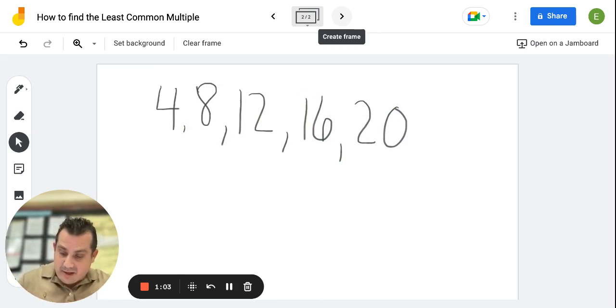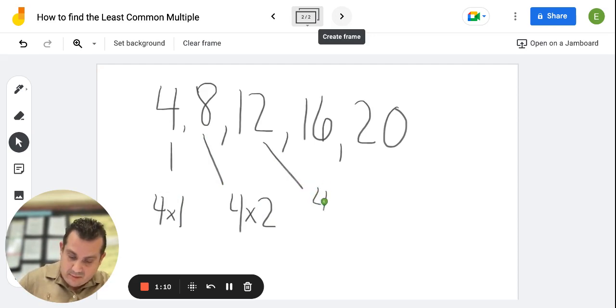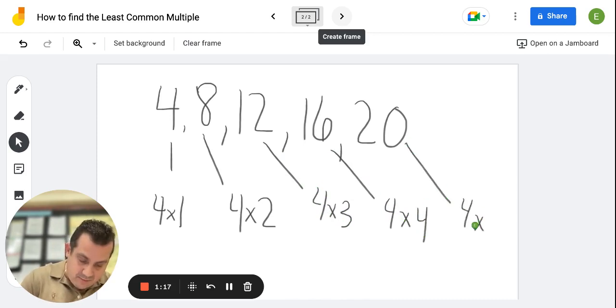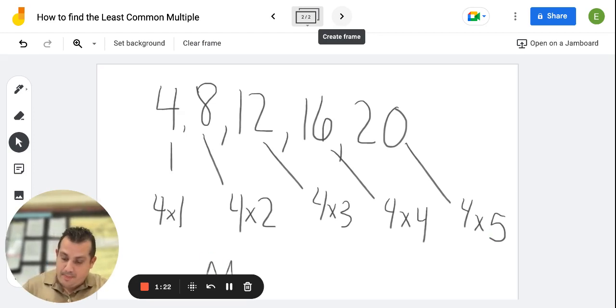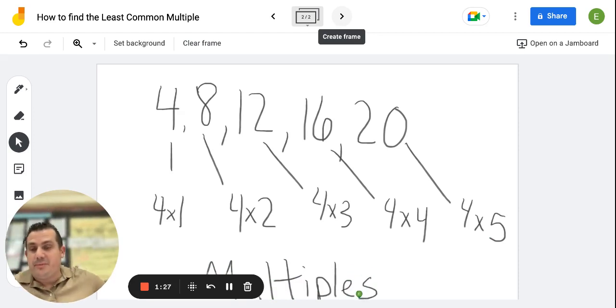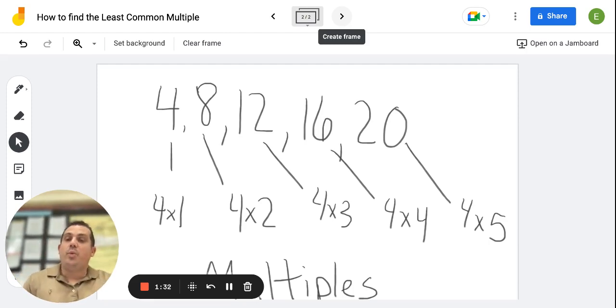So that's 4 times 1, 4 times 2, 4 times 3, 4 times 4, 4 times 5. That is why they are called multiples. You will see in the word multiple, it's the beginning of the word multiplication. So when you are finding the multiples of a number, you need to skip count by that number.